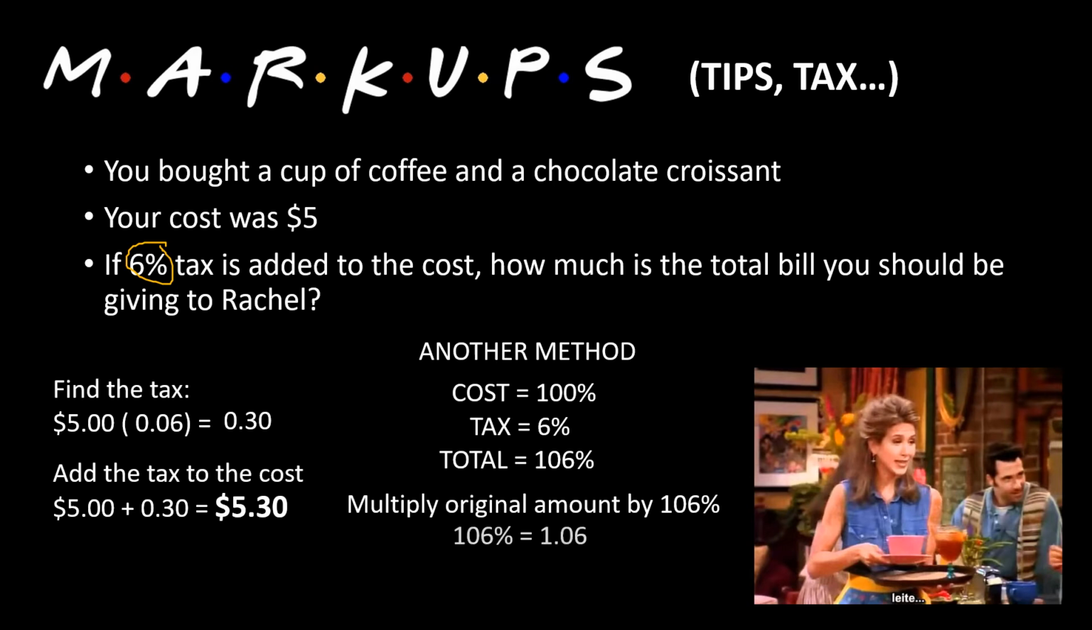Now remember, 106% is going to be the same as 1.06 because we're simply taking the decimal and moving it 2 places to the left. So if it started here, we're going to take it and move it 2 places to the left, and it ends up here, which gives us that 1.06. So if we multiply 5 times 1.06, you're still going to get the same cost of $5.30.